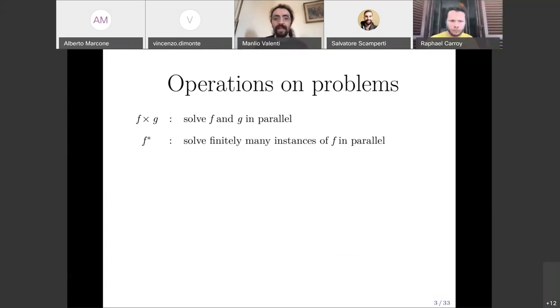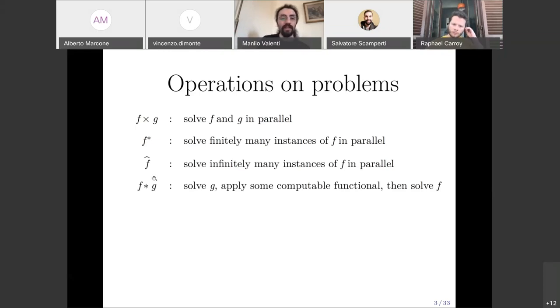Similarly, you can do the same with finitely many instances of F. So you say, okay, I have K many inputs for F, and I want to solve all of them in parallel. Similarly for infinitely many, we recently introduced an operation which is somewhat in between these two. So you ask for finitely many answers, but you don't want to commit to a finite number. You don't want to commit to any finite number, so you don't really know how many you will need, but you know that you will only need finitely many.